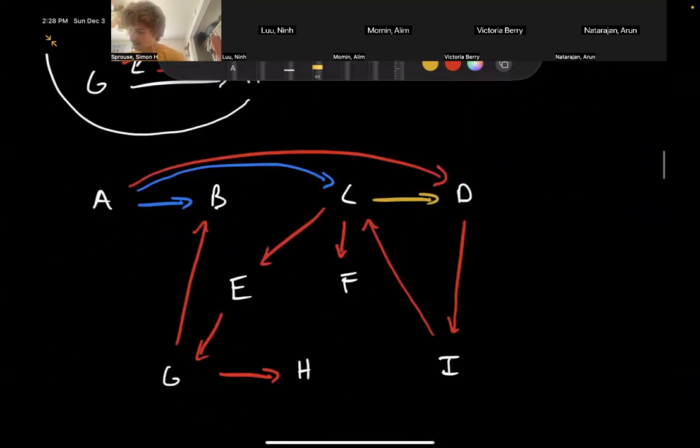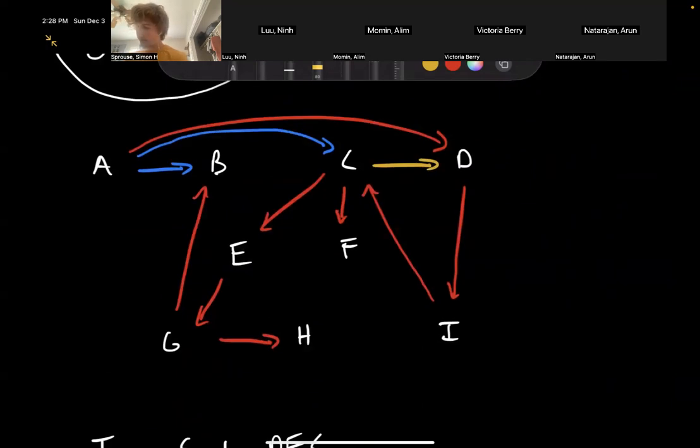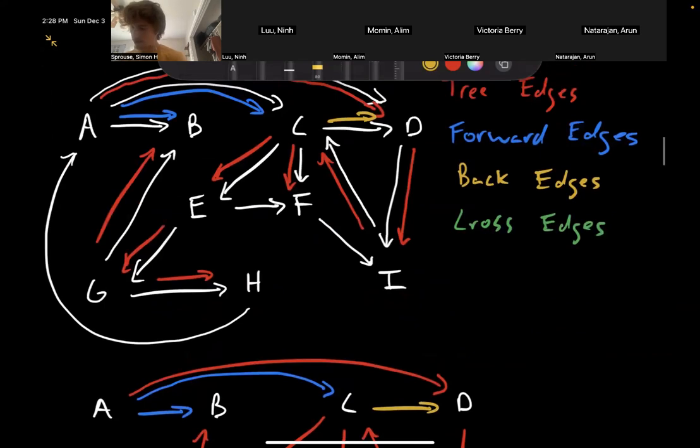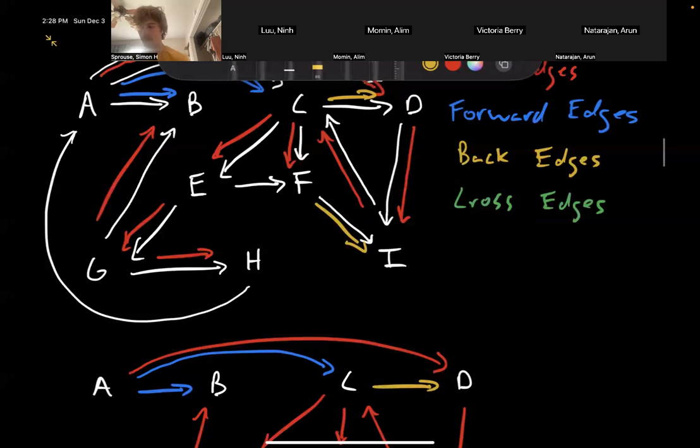F to I. What would this be? You're not really going across the structure. It looks like you're going backwards up to a parent, so I'm going to call this a back edge. I hope this is right. If I get something wrong, somebody unmute yourself immediately, please.